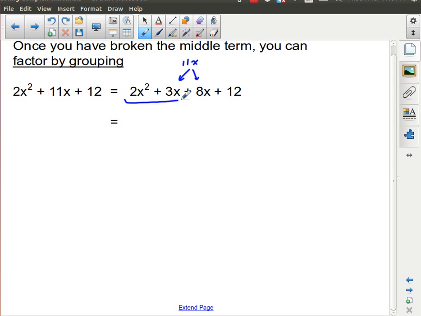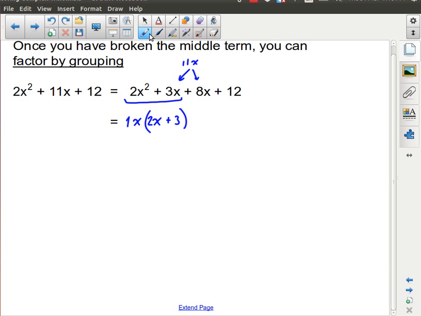I can take that first pair. What is common between 2 and 3? Actually, the only thing that's common between 2 and 3 is 1. What's common between x squared and x? That's an x. Now, what is 2x squared divided by 1x? That's going to give me 2x. And what is positive 3x divided by 1x? That's going to give me positive 3.